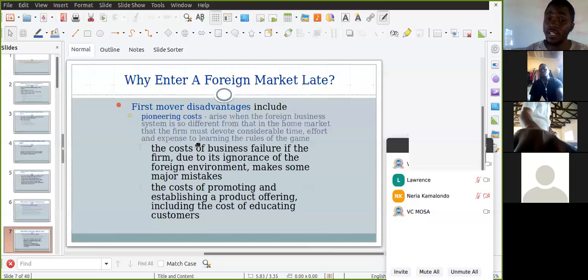You need to educate people on given products. For example, if you are producing products that are used in agriculture, you need to explain to people how they work. You teach them. All those are costs that you're going to experience if at all you are operating in a foreign market area and you are the first person to enter that market. Moving on to slide 8.